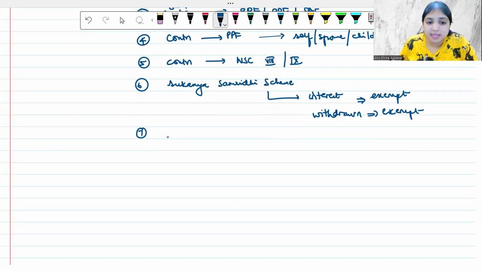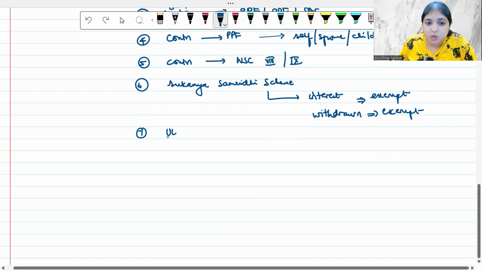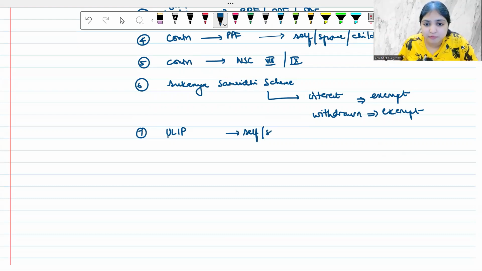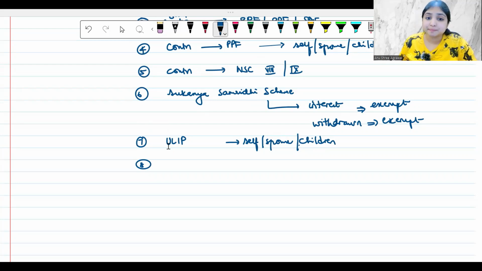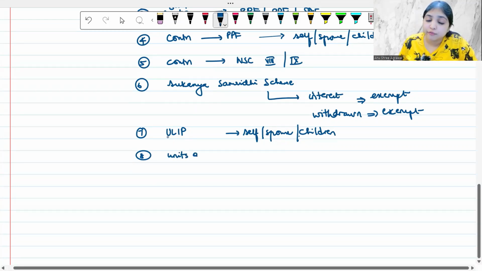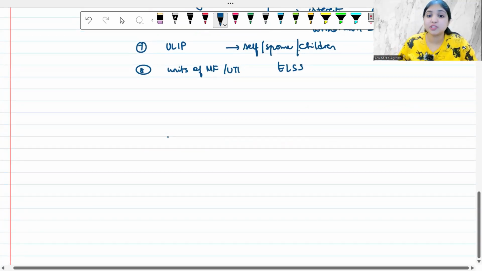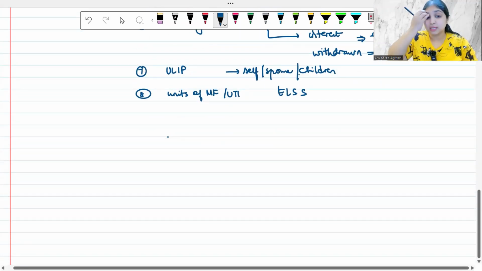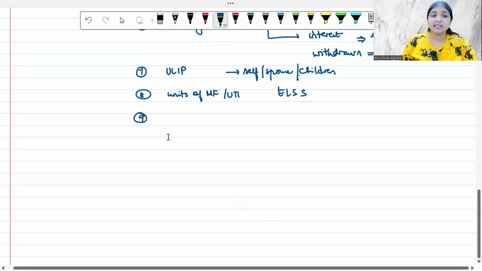Then number 7, assessee can also make a contribution towards unit linked insurance plan, which is popularly called ULIP. Even this can be in the name of assessee himself or his spouse or his children. Then number 8, assessee can buy units of a mutual fund or units of UTI under the equity linked savings scheme, ELSS. Even this will be eligible for section 80C deduction.